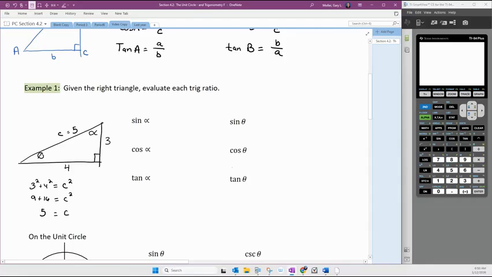All right, so that makes the sine of alpha 4/5. The cosine of alpha would be 3/5. And the tangent would be 4/3. The sine of theta, so the sine of the other angle, is 3/5. The cosine would be 4/5. And the tangent would be 3/4.